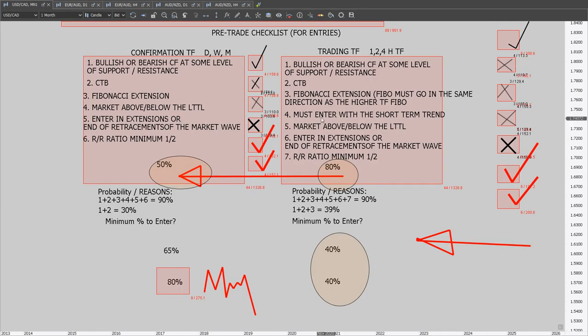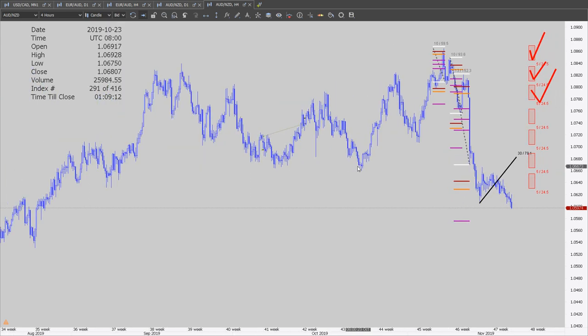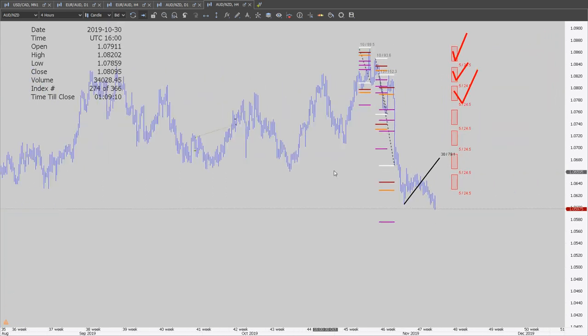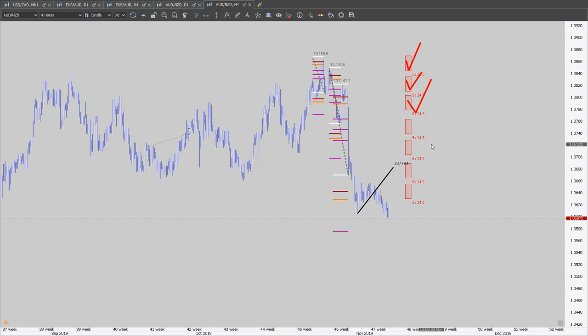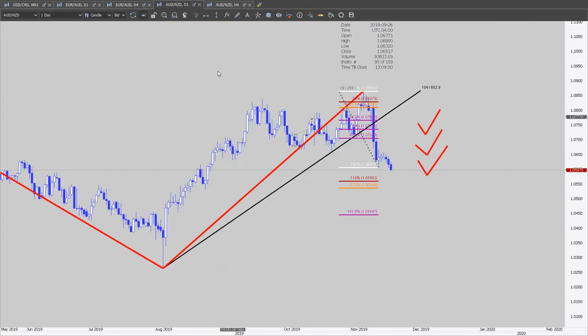Number 4, must enter with the short-term trend. Short-term trend, market making lower lows, lower highs. Well, we can see this, it's a check. Yes sir, it's check.